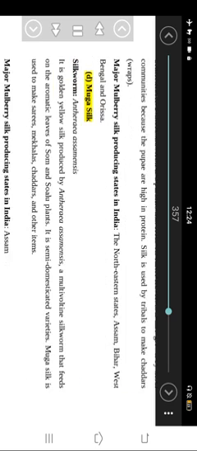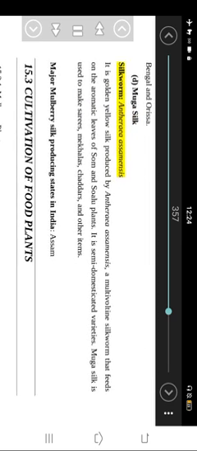Muga silk. Silkworm, Antheraea assamensis. It is golden yellow silk produced by Antheraea assamensis, a multivoltine silkworm that feeds on the aromatic leaves of som and soalu plants. It is a semi-domesticated variety. Muga silk is used to make saris, mekhalas, chaddars, and other items. Major producing state in India: Assam.